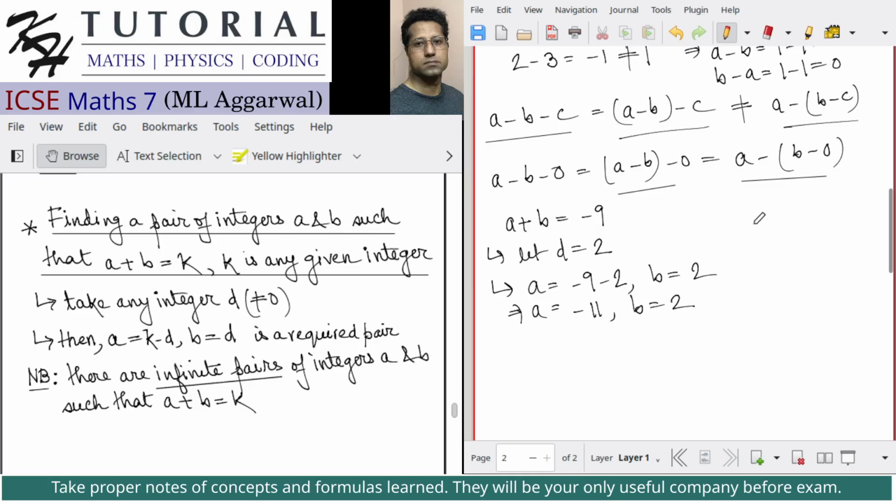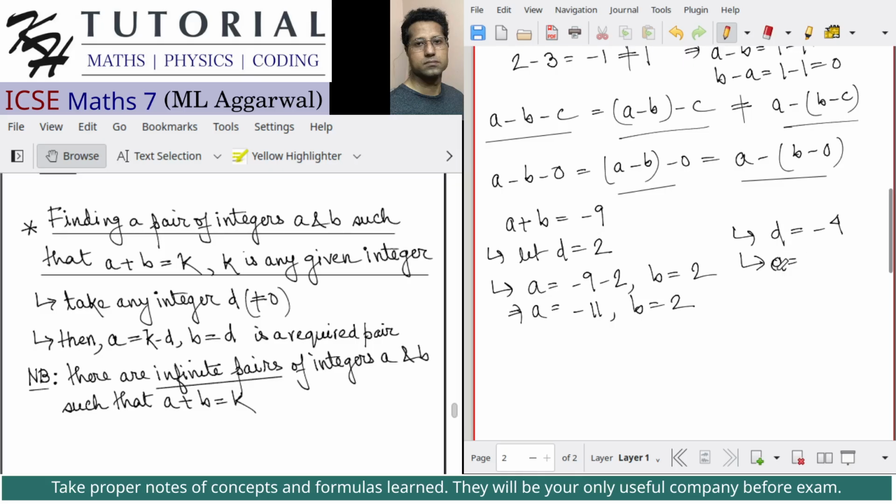You can consider, for finding a pair of integers a and b such that their sum is minus 9, any integer d to be any other integer. Let's say I take d equals minus 4. You can take any integer, it does not matter. It is preferable that you don't take 0. Now, what will a be?